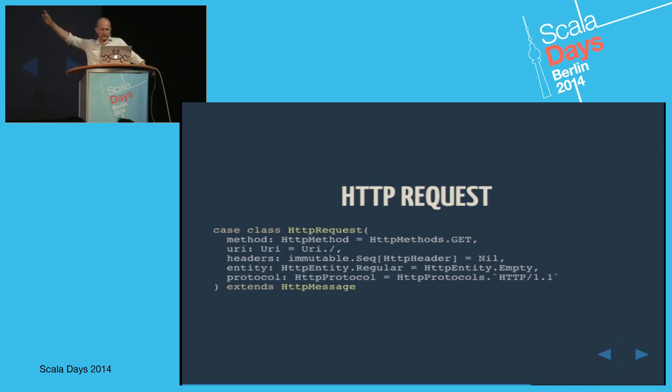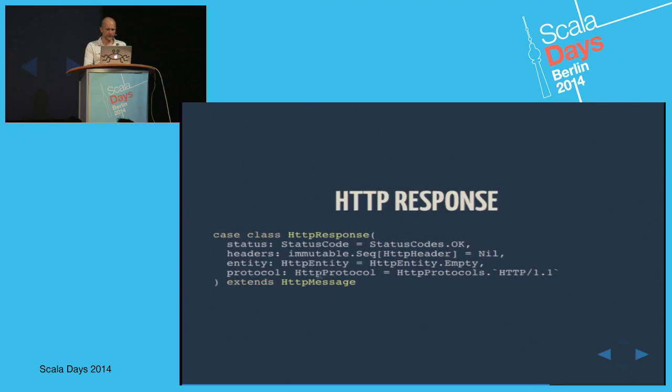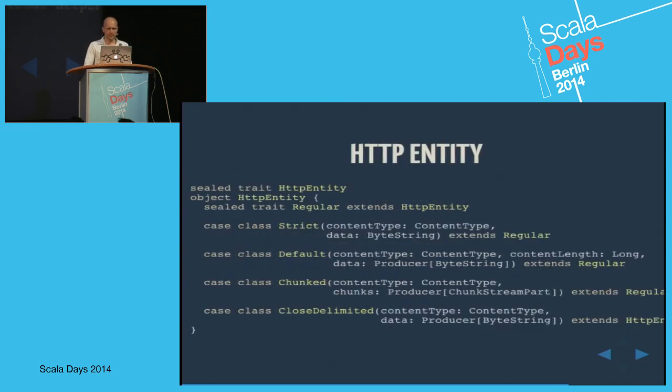There's one interesting thing that you might want to remember for 2 charts down, and that's the entity is a regular entity, whatever that means. We'll see in a second. The response, the same, it's just an entity, and it has a status code, which is properly typed, and then a sequence of headers and the protocol and so on. So this is the same as in Spray. You'll recognize it. It feels identical. So the interesting bit is the HTTP entity.